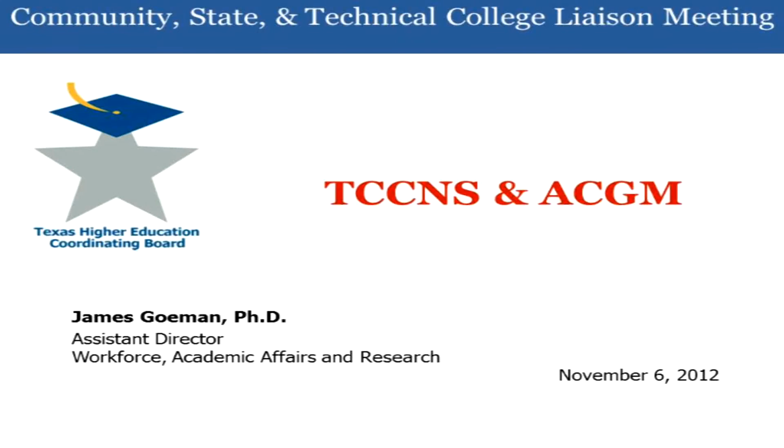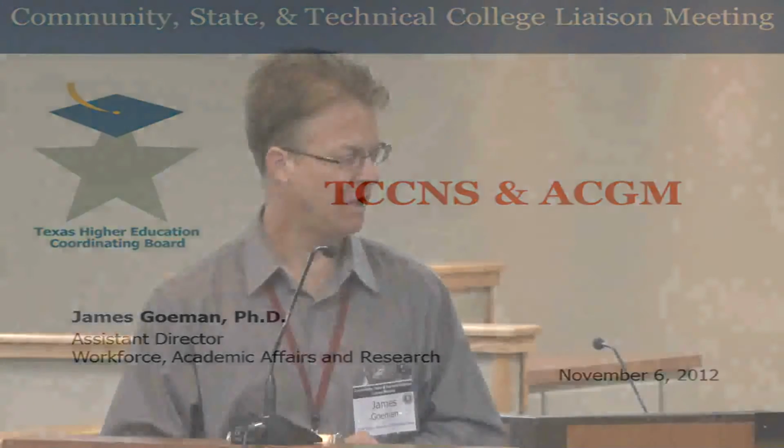The Common Course Numbering System and the Academic Course Guide Manual. The Common Course Numbering System has been around for a long time, since the 80s. As I understand the history, it began as an effort by the Gulf Coast Consortium and the institutions in the Gulf Coast Consortium to try and promote transfer by identifying basically similar courses. One institution asks what course at institution X is similar to the equivalent course at institution Y.